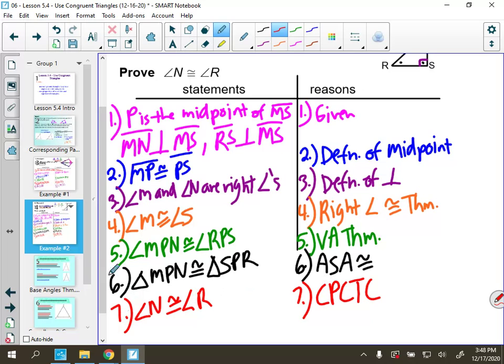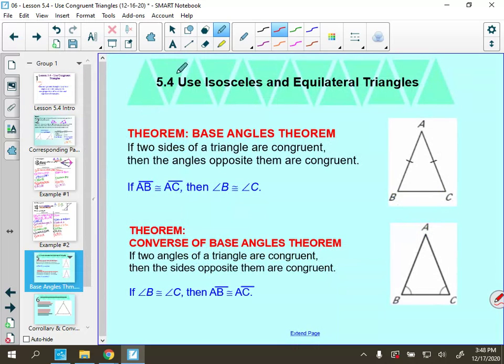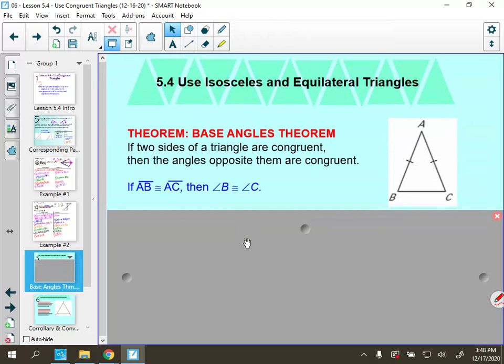All right. So that's the first part of the lesson as far as using congruent triangles to prove other angles or other segments, sides are congruent. The last part is a little bit shorter. It's properties of isosceles and equilateral triangles. So let's add the notes portion to our notebooks. Let's just look at them one at a time here. Your heading should be the base angles theorem.